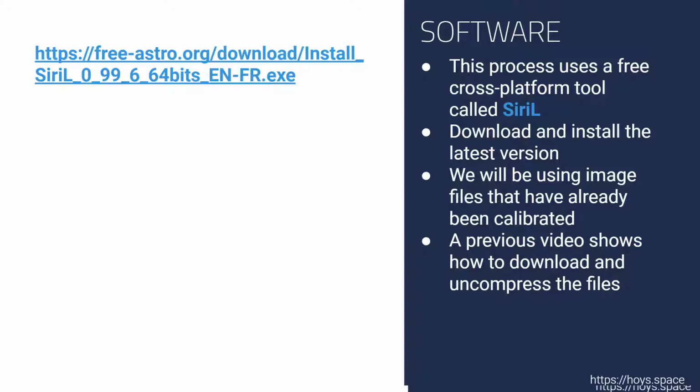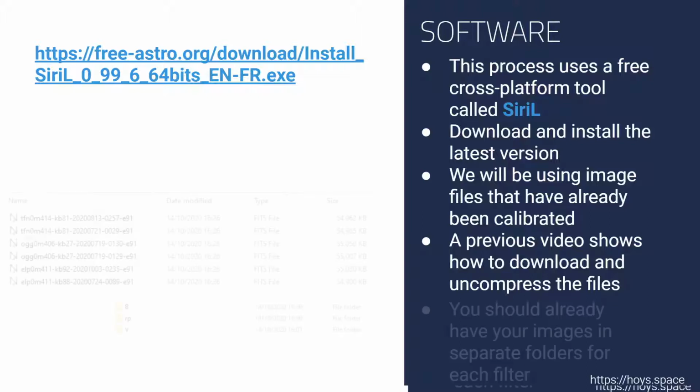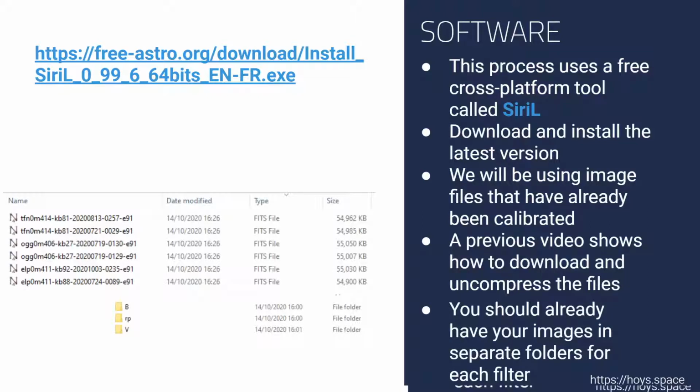We'll be using image files that have already been calibrated, so we don't need to do that process. The previous video showed how to download the files and then compress them. So by now you should already have your images in 3 separate filters, one for each filter.